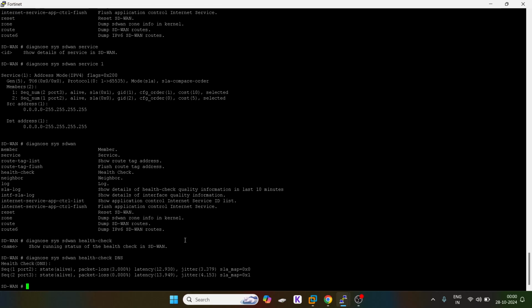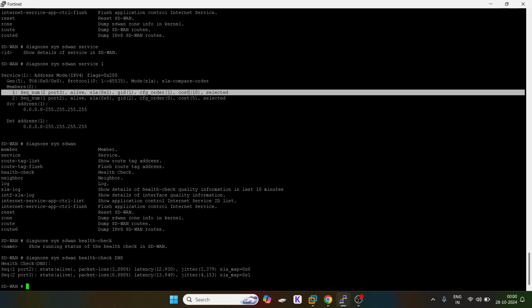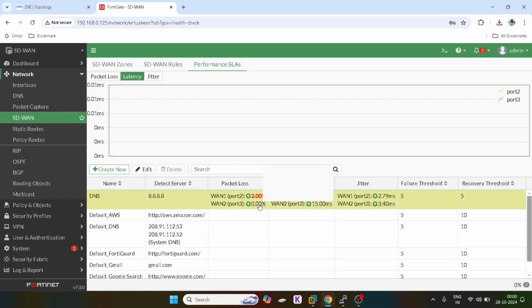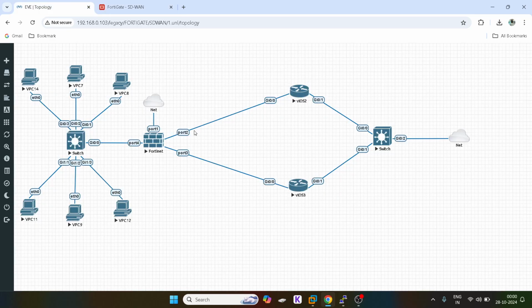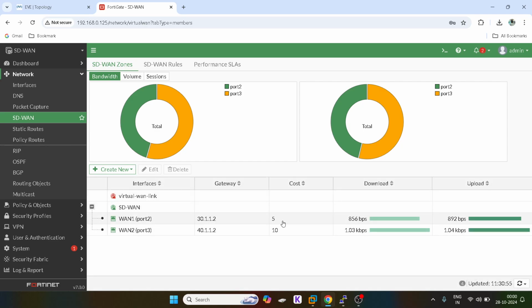For example, you can see there is 3% packet loss on port 2, because of which, even if the link has a lower cost, the traffic will go via port 3. That's the reason it has the highest sequence number. Unfortunately, the link via port 2 has higher packet loss, so even though it has the lower cost, all the traffic will go via 40.1.1.2, because the SLA is not getting satisfied here.